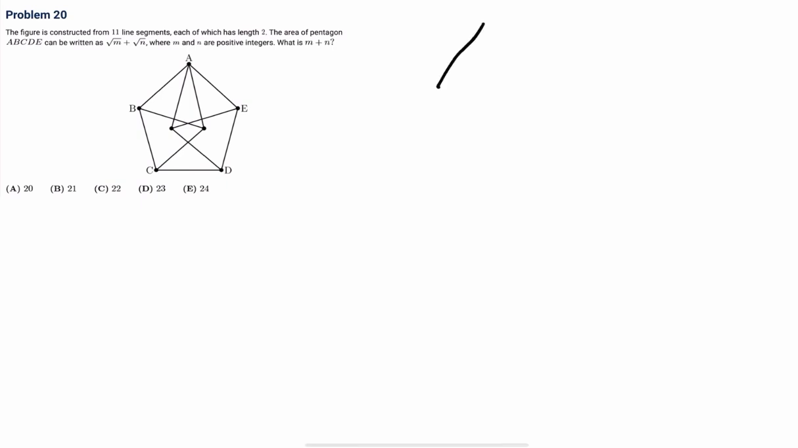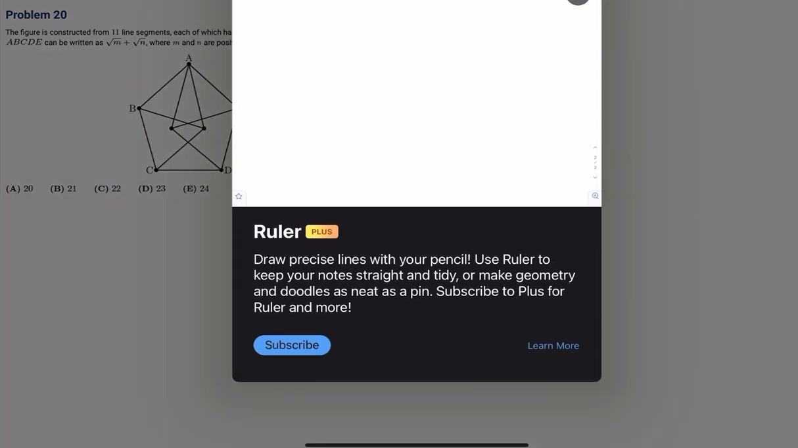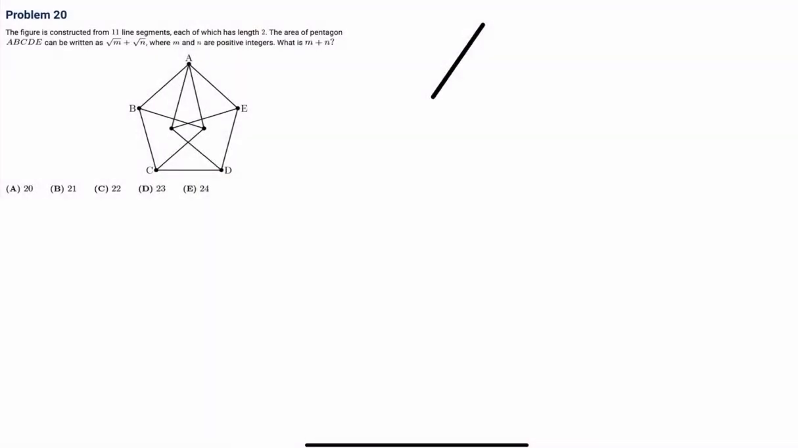All right. So the first thing that I'm going to do is just construct this pentagon really quickly. So just label it A, B, C, D, and E. All right. So the next thing we can do is just divide this into 3 sections. And the construction for this problem is pretty clear.